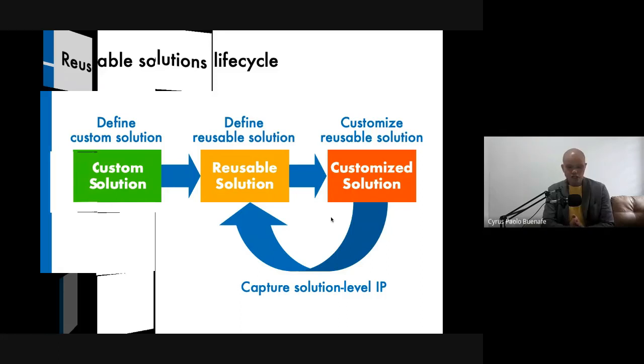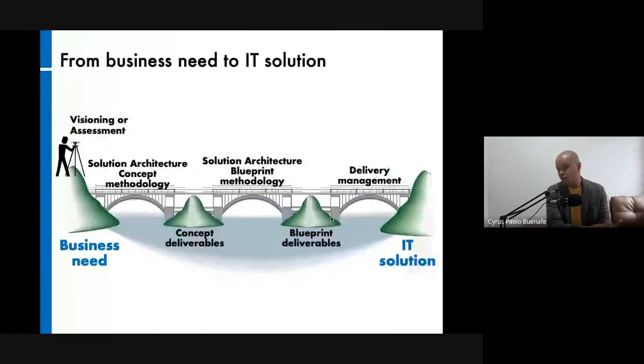Now let's talk about defining the custom solution. So this is like the very first step in your reusable solutions lifecycle, which is pretty much the experience of everybody else, right? Maybe 80% of the solution architecture work that you'll be doing is a custom solution. Okay. And if you recall the analogy that we had regarding business and IT, where solution architecture is like the bridge, now we can actually see how that bridge can be decomposed. So in between, you have two deliverables. So you have a concept deliverable and a blueprint deliverable. Okay.